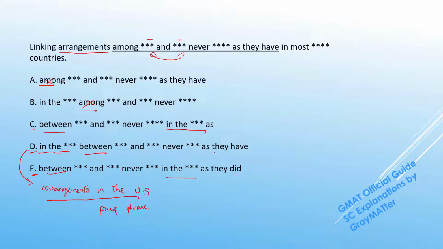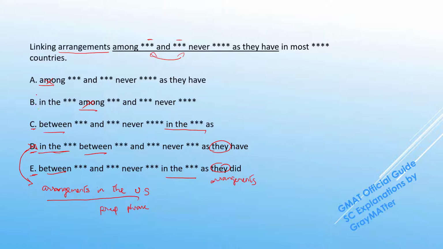And what we can see is in D and E, we have the pronoun they. Logically in E, the antecedent for they is just the arrangements. So the arrangements between the schools and the workplace have never evolved. Now in D, the they is simply not referring to the noun arrangements, but rather the entire prepositional phrase, arrangements in the US. So if we go by that logic, we're saying the arrangements in the US between the schools and the workplace never evolved, as the arrangements in the US have in most countries. So you see, saying arrangements in the US in the other countries makes no logical sense.